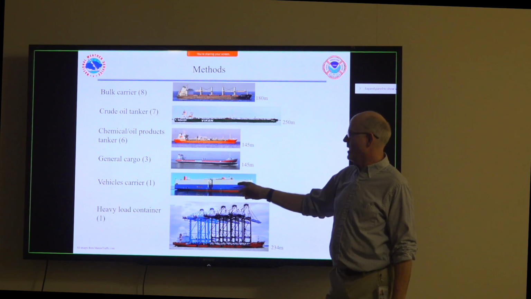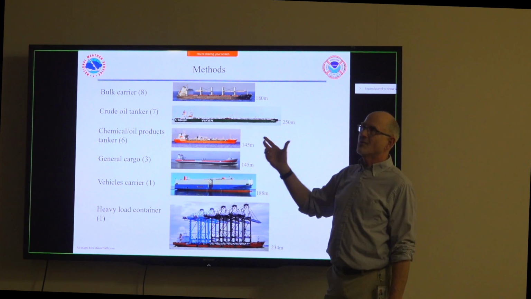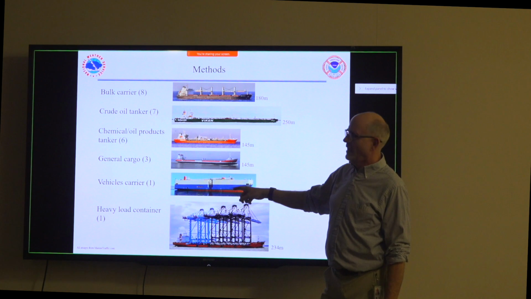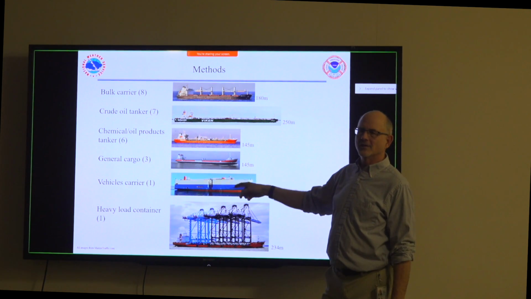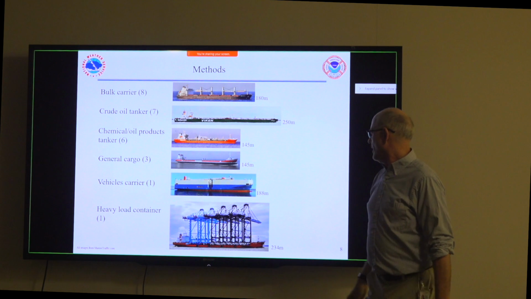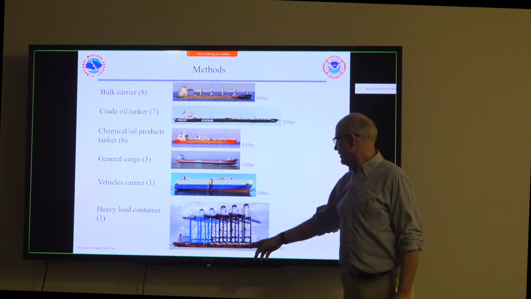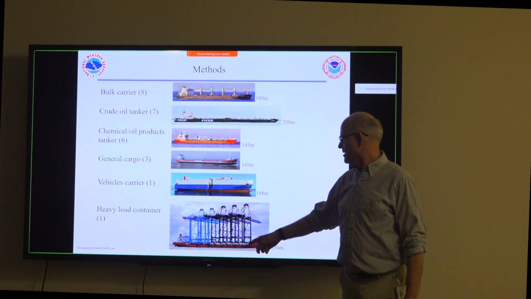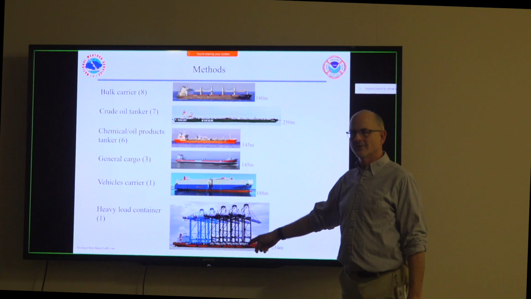The reason why the ship is doing that may be because it's waiting for a berth, and it's the easiest place for it to wait, but we have no way of knowing that. And a heavy lift ship, this is how they transport container cranes across an ocean.